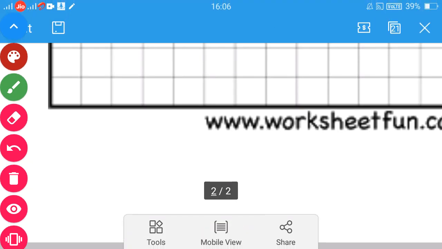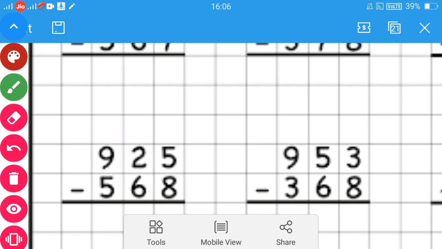So kids, today we have understood subtraction with regrouping. Tomorrow we will do some more questions based on this and we will revise your book exercise.